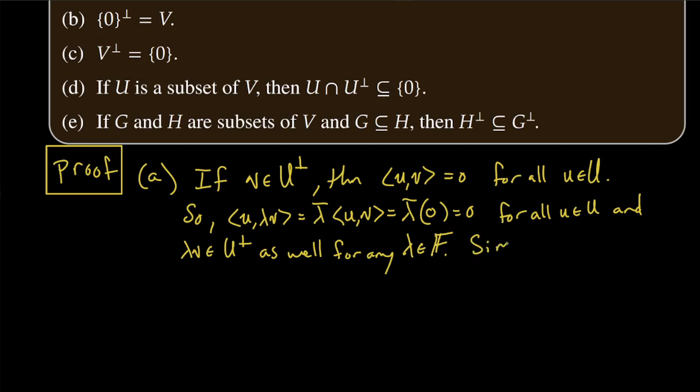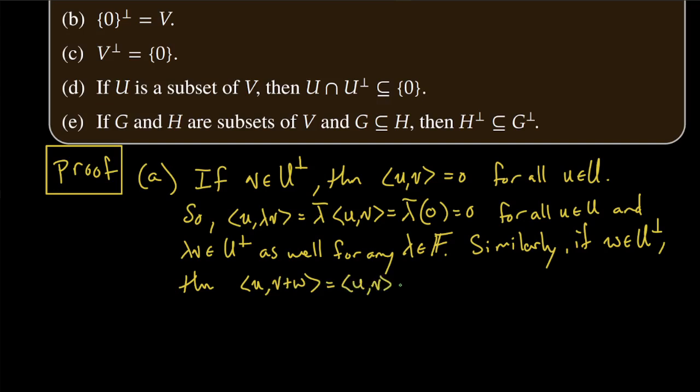Okay, similarly, if, let's say, w is in U perp, then take ⟨u, v + w⟩ now, and notice that this just turns into ⟨u, v⟩ + ⟨u, w⟩, which is just 0 + 0, and that's 0. Okay, so v + w is in U perp as well.